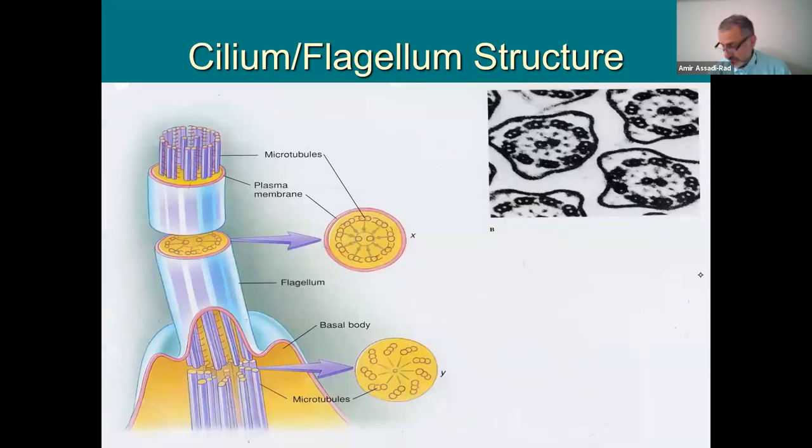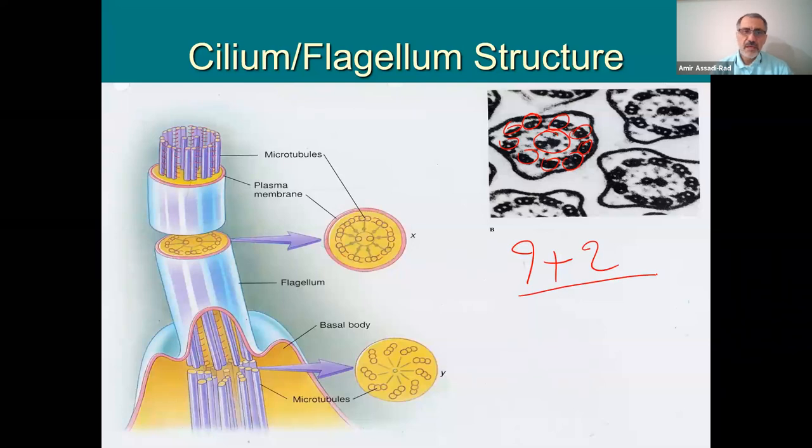Okay, this is what you learned. This is a transmission electron micrograph of a flagella or cilia right here. You can see 9 microtubules in the perimeter right here and 2 in the center. So that's where you get 9 plus 2, okay? And then of course, it's surrounded by cell membrane.